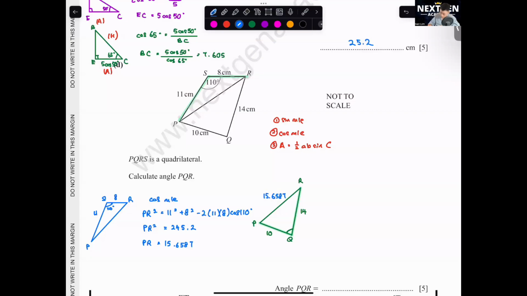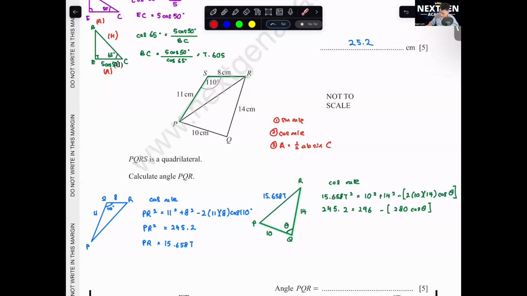15.6587. We're going to use cos rule again. Cos rule will be 15.6587 square equals 10 square plus 14 square minus 2 times 10 times 14 cos theta. The theta that we want to find is this angle here. So here will be 245.2, 10 square plus 14 square. Here we get 296 minus, and this one I want you all to put in a square bracket, 280 cos theta.